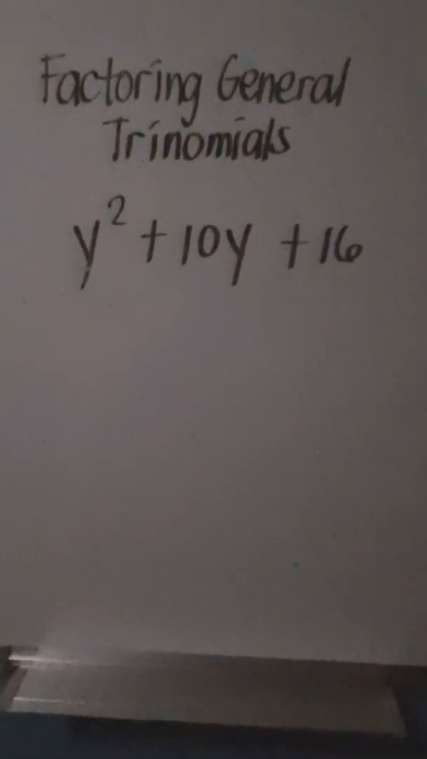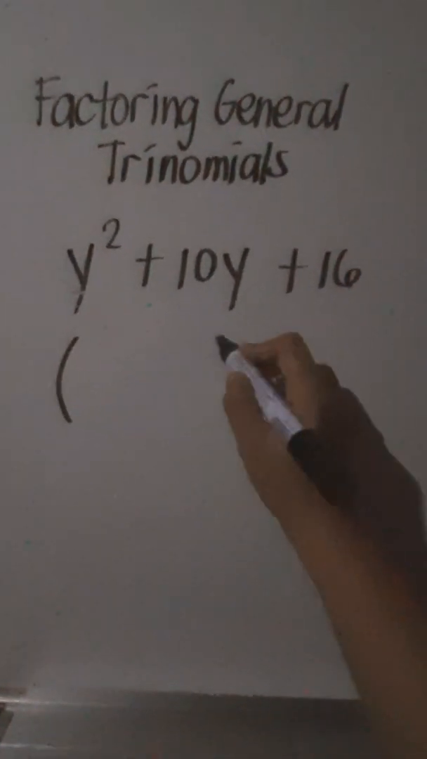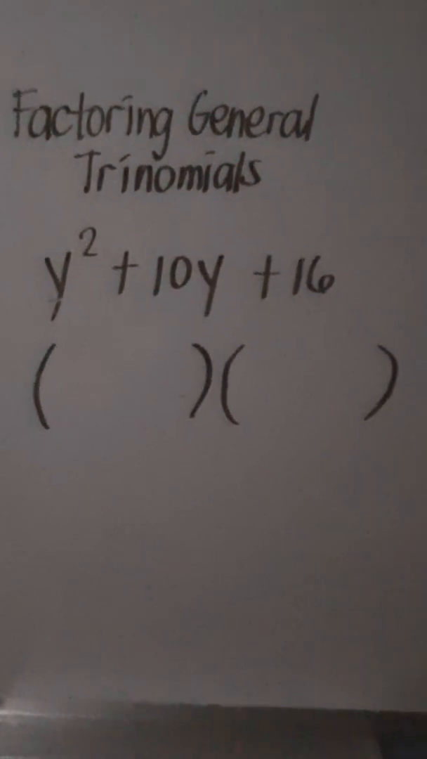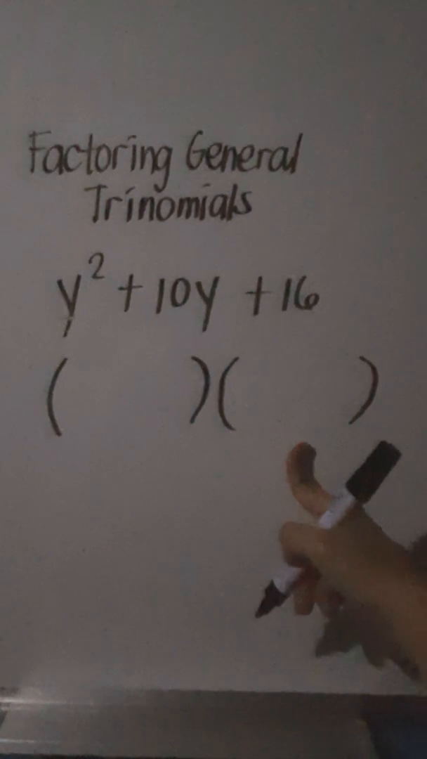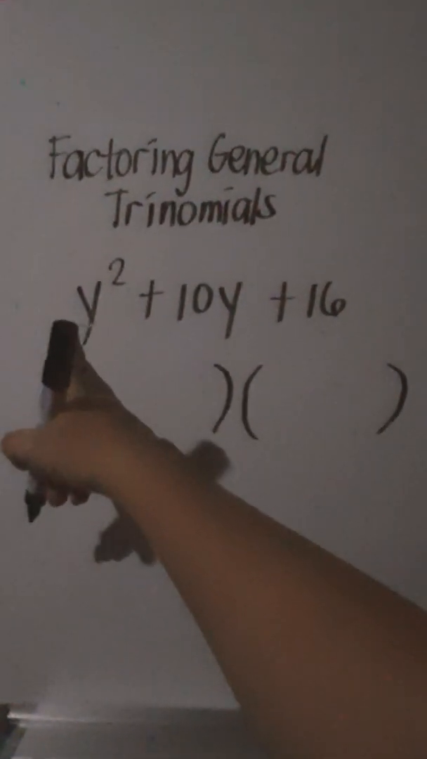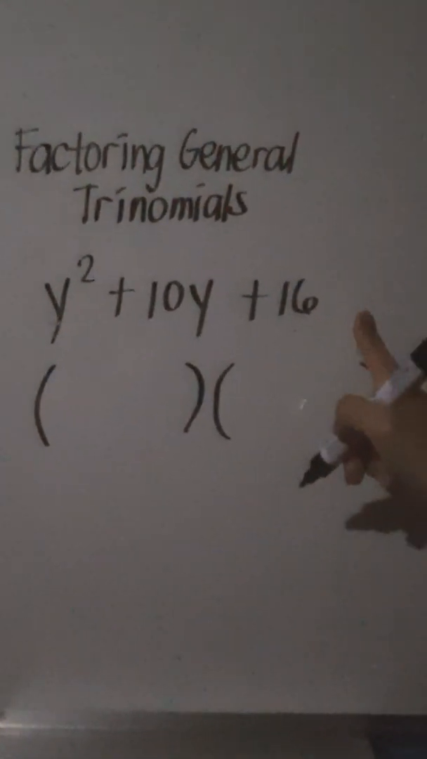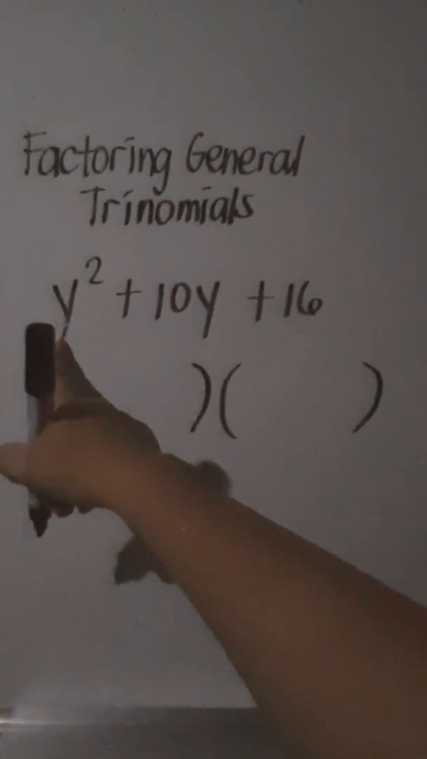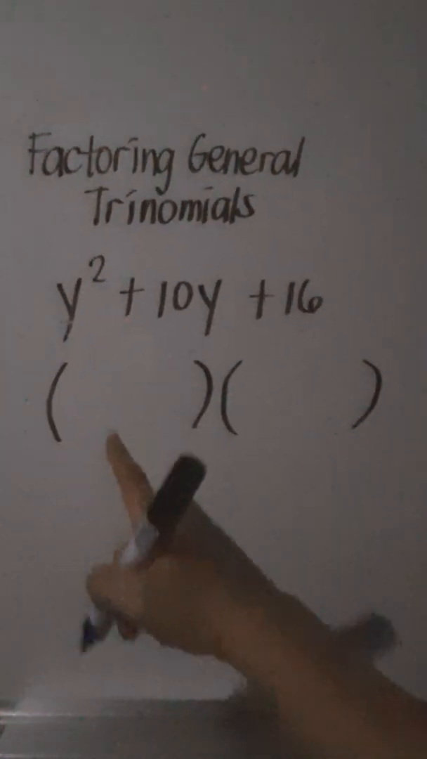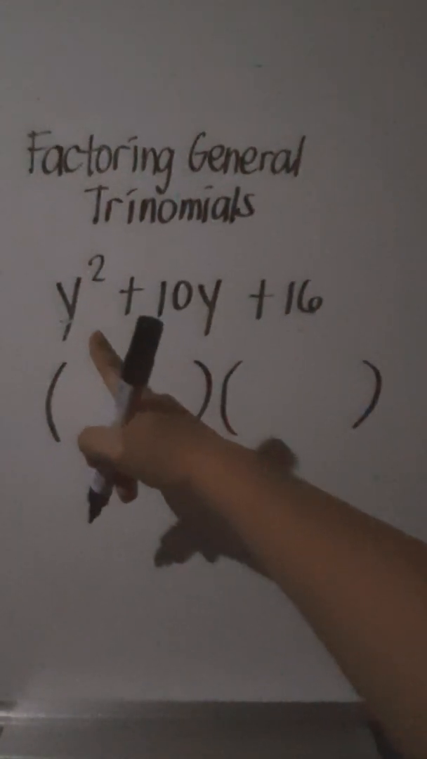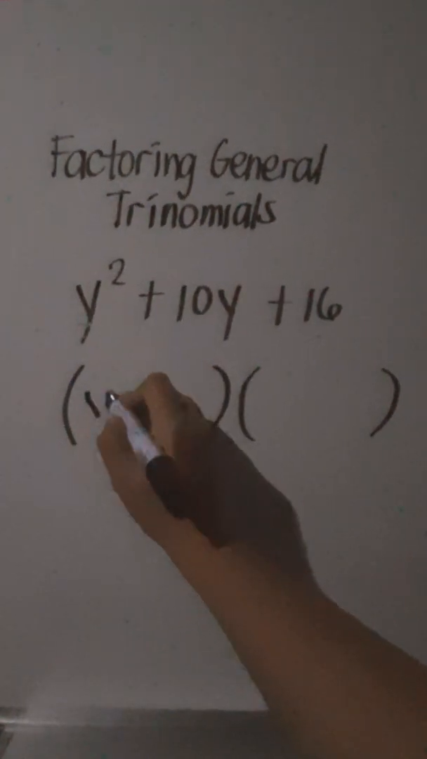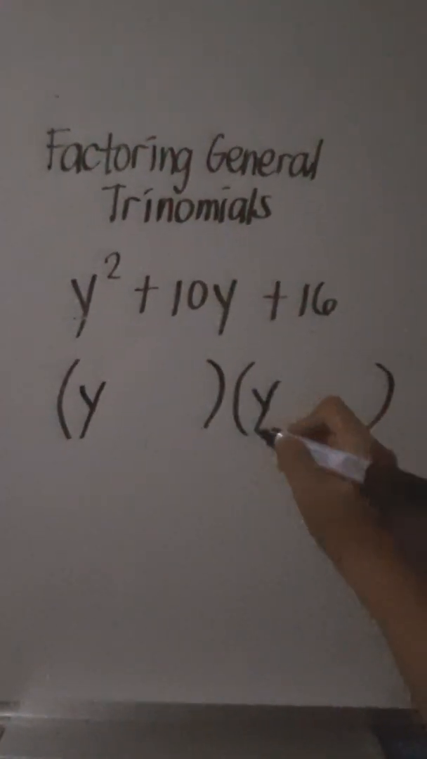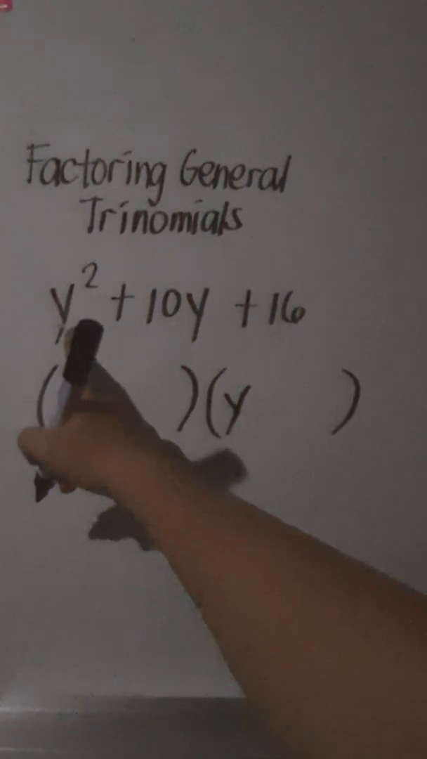To factor trinomials, this is the general rule. Okay. First step, prepare two parentheses. This will serve as the first factor and then this will serve as the second factor. Now, all we have to do is factor the first term and factor out the last term. Okay, let's factor the first term, y squared. So, what two numbers or letters can we multiply to get y squared? Of course, the answer is obvious, which is y times y. Y times y, you will get y squared.